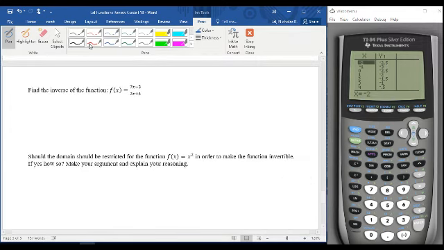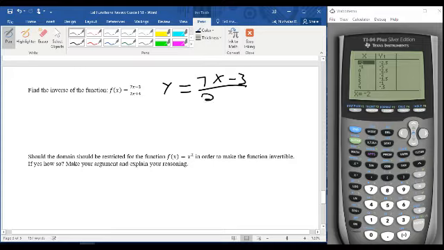Find the inverse of the function f of x equals 7x minus 3 over 2x plus 4. So the first step is we switch the f of x with the y. So y is equal to 7x minus 3 over 2x plus 4. Then I'm going to switch the x's and the y's. So I'll have x is equal to 7y minus 3 over 2y plus 4.